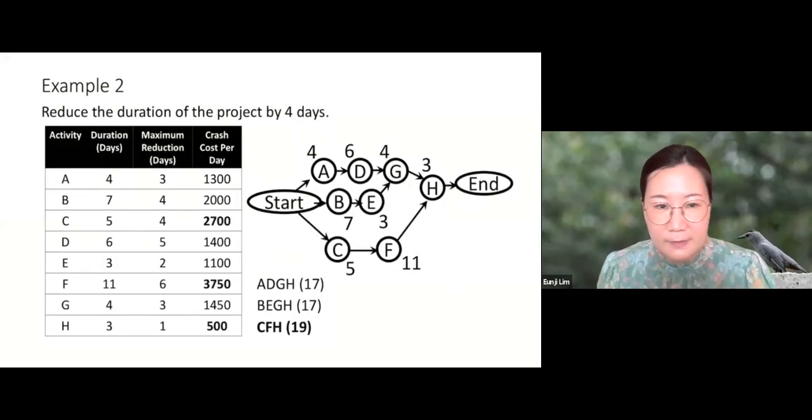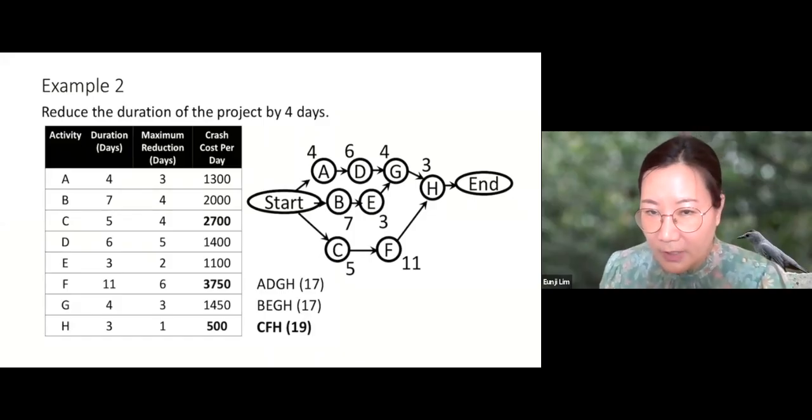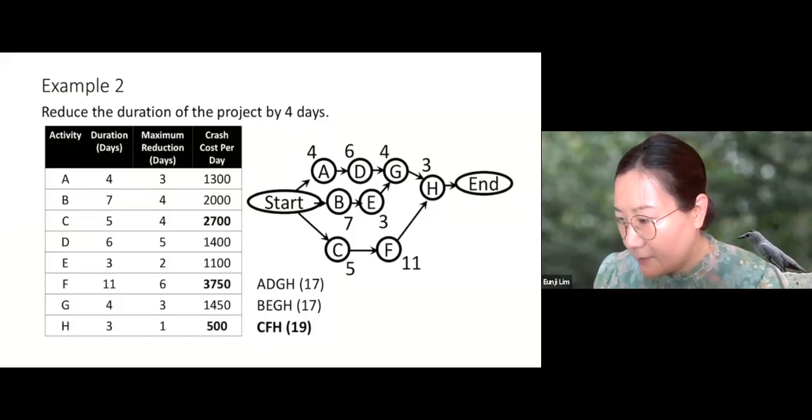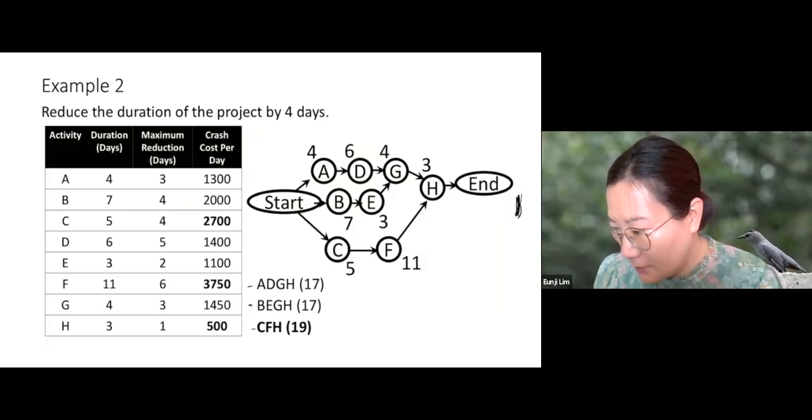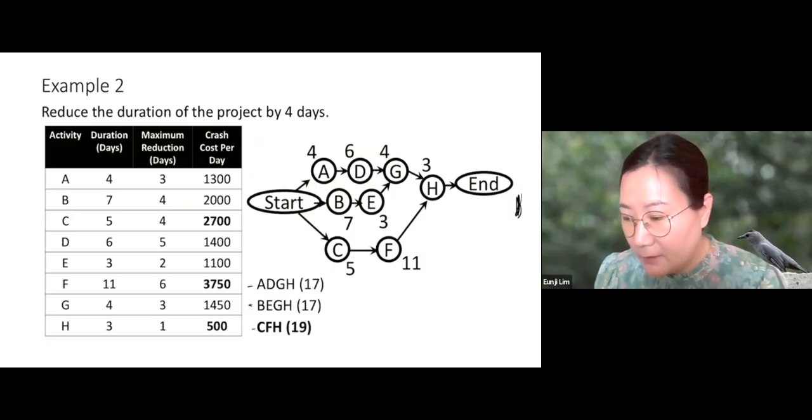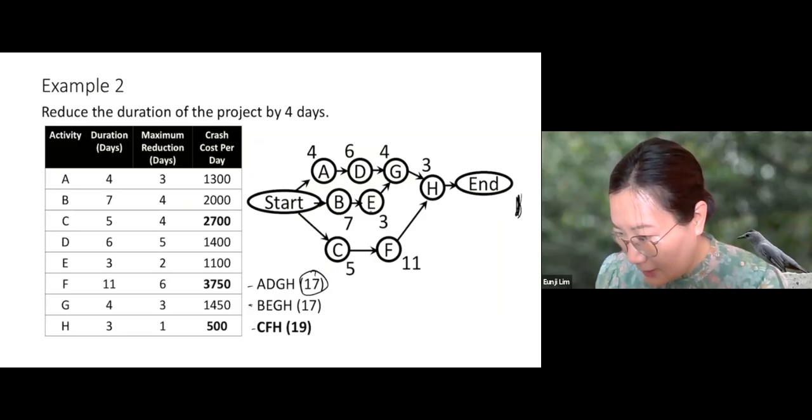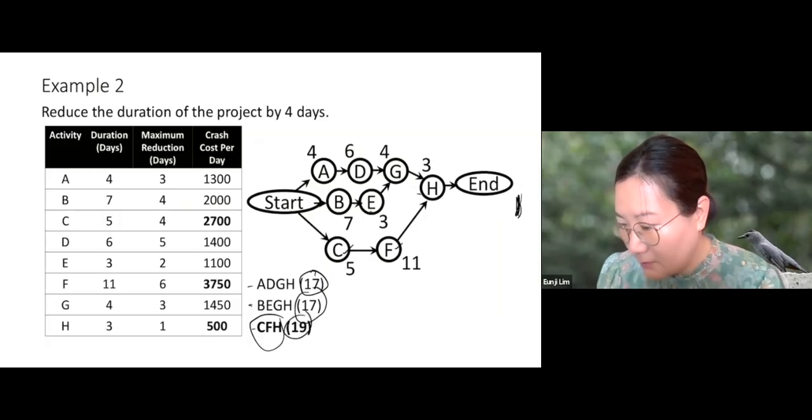Now let's try one more example. Reduce the duration of the project by 4 days. And this is the activity on node network. And from this, we can find the sequences of activities from the start node to the finish node. We have 3 sequences: A, D, G, H, which is 17 days. The second one, B, E, G, H, which is 17 days. And the last one is C, F, H, which is 19 days.